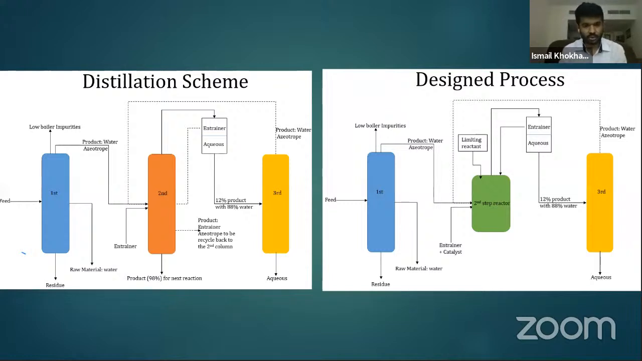Three batch distillation was the only method, but then, thinking differently, we changed the entire dynamics of the system, where we combined the distillation columns along with the second step reactor, and made sure that this process was economically feasible from the product generation point of view. So this was the distillation scheme and the design which we proposed to the management, and finally it was approved, and today it is still working nicely in the commercial plant.